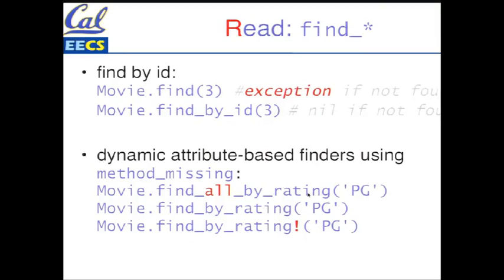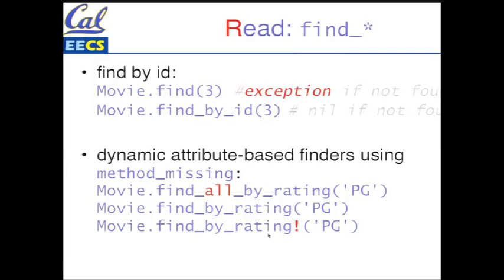So I will turn that into a query that finds all the movies that have that rating. If you leave out the word all, it'll return a randomly selected movie that matches the criterion of having that rating. And there's a dangerous version that if it doesn't match anything at all, you'll get an exception back. Let's do a quick question before we go on.